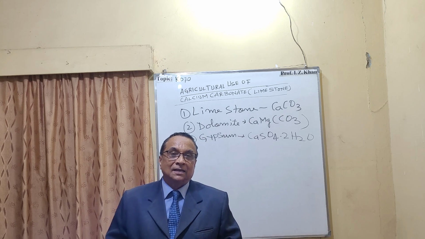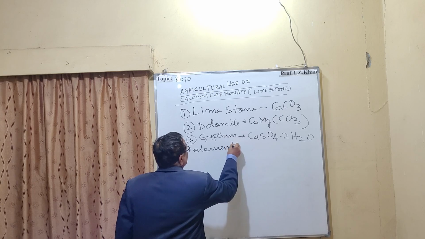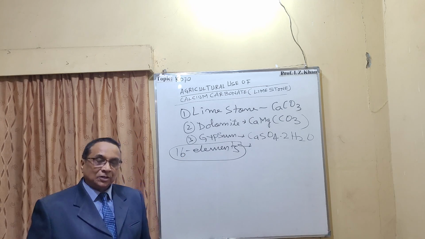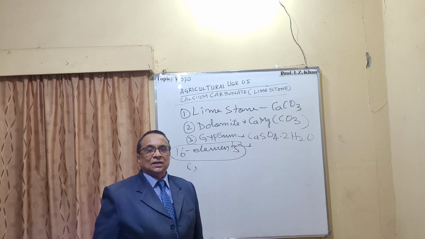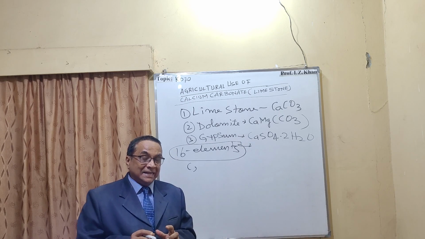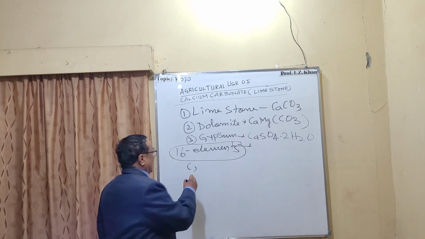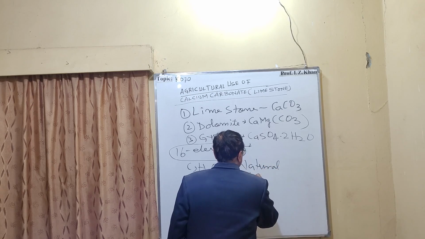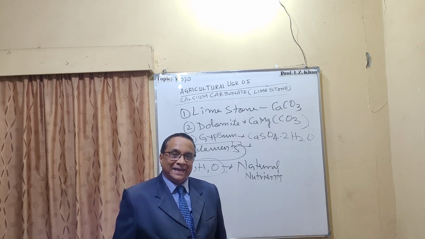As we know, there are 16 elements which are necessary for the growth of the plant. These 16 elements are carbon, hydrogen, oxygen, nitrogen, phosphorus, potassium, iron, copper, zinc, chloride, and so on. All together 16 elements are needed for the growth of the plant. They work as nutrients. Out of these 16, carbon, hydrogen and oxygen are known as natural nutrients, because we get them from air and water.